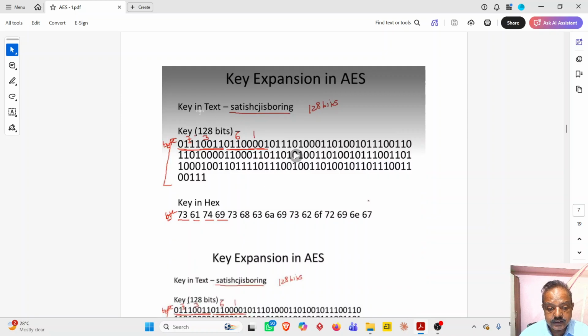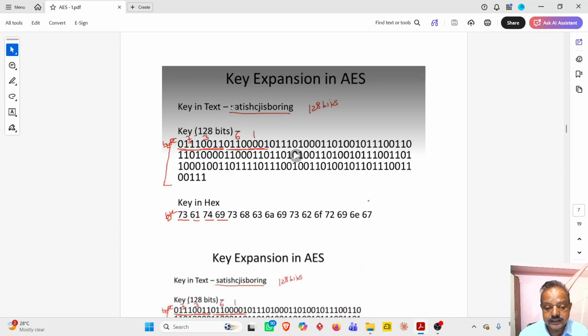So suppose the key text here is something like that. It is given. This is the key. A key is just like a password. If you count it here, 1, 2, 3, 4, like that, it is 16.